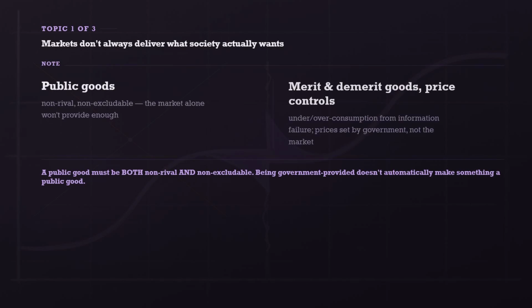Let's start with why government intervenes in the first place. Markets don't always deliver the outcome society actually wants, and understanding exactly why is the first step before looking at what government can do about it.